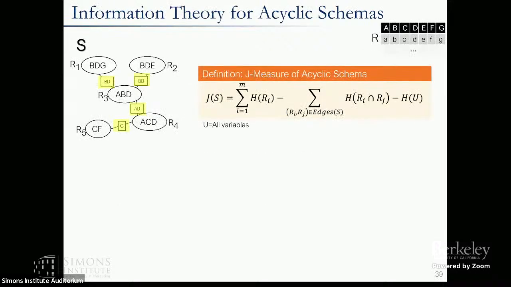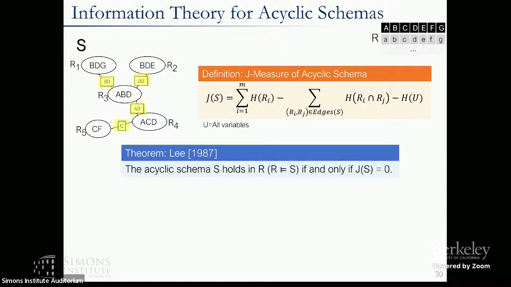Okay, so in what sense is this going to be approximate? For this, let's consider a little bit the information theory of these acyclic schemes, or of junction trees. Here we have an information theoretic measure that we denote by J. It is simply the sum of entropies associated with the clusters of the tree decomposition, minus the joint entropy associated with the edges, which is simply the intersection of the two endpoints, minus the joint entropy of the entire set of variables. And unsurprisingly, in this same paper by Lee in 1987, he showed that an acyclic schema holds in the relation if and only if this measure is zero.